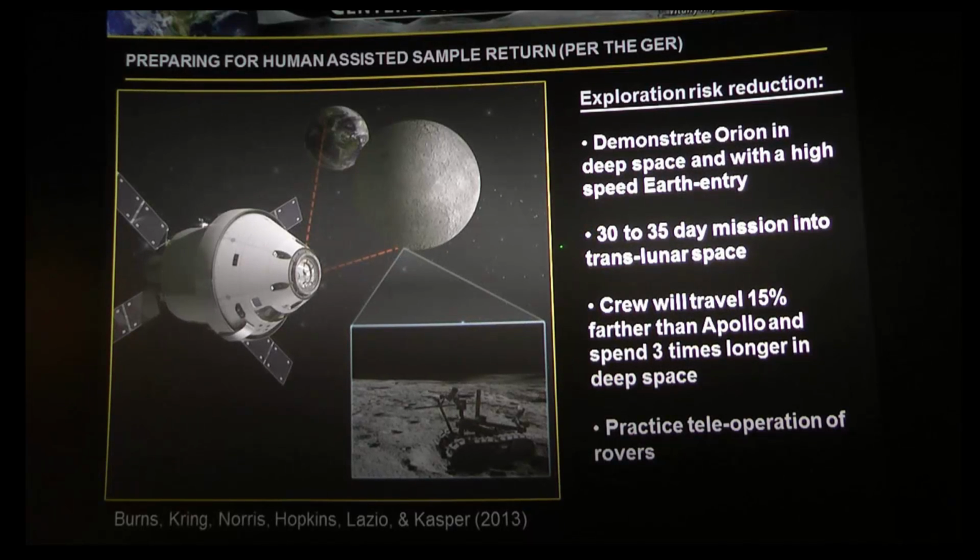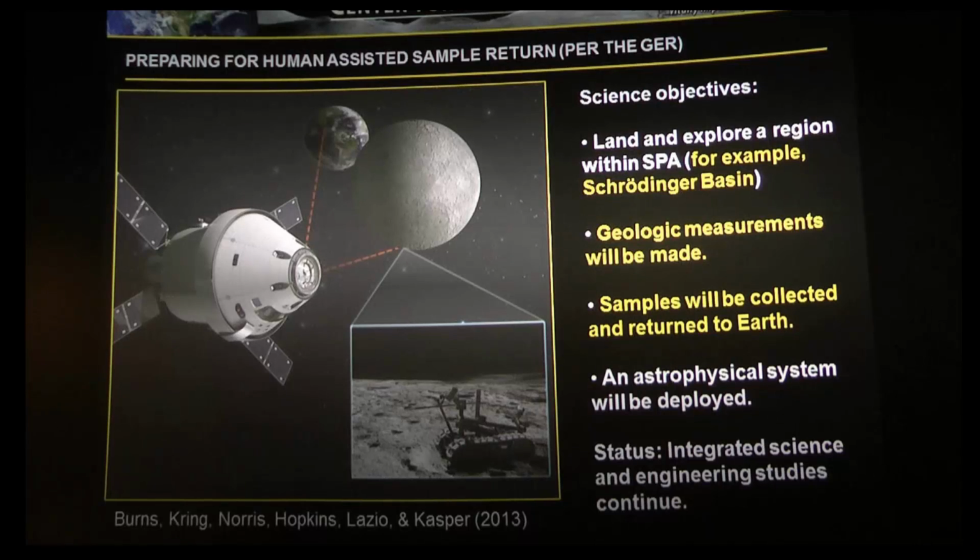This will be a 30 to 35 day mission into translunar space. The crew will travel 15% farther than Apollo and spend 3 times longer in deep space, and they will have an opportunity to practice teleoperation of rovers on the surface, which is something that we consider a Mars-forward technology.